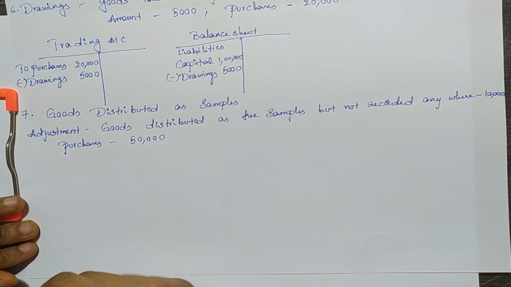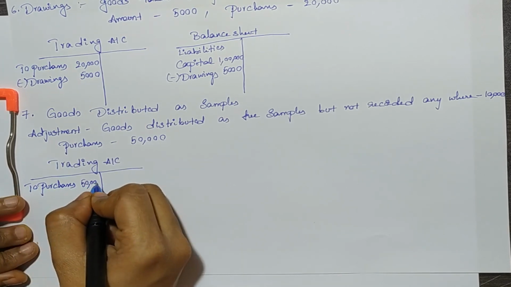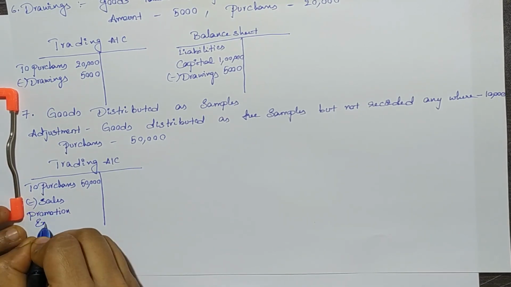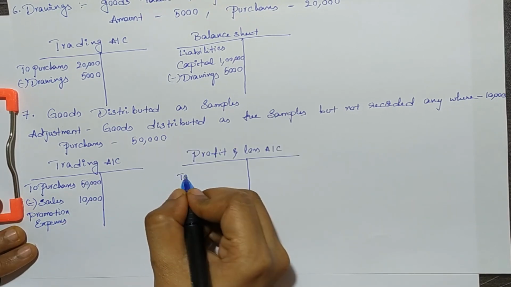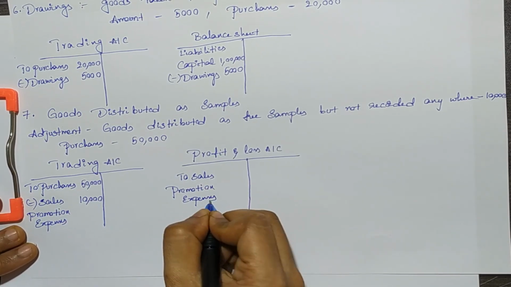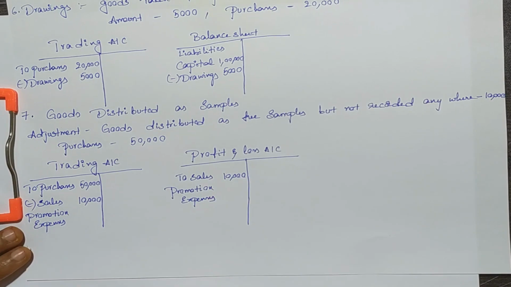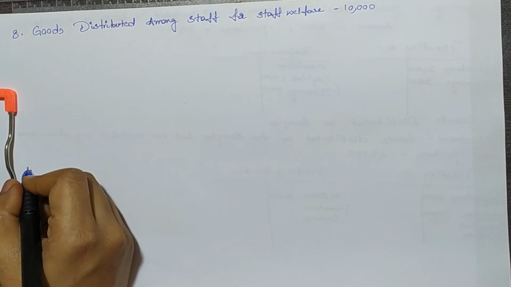Next adjustment is goods distributed as free samples but not recorded anywhere, 10,000. Goods distributed as free samples should be considered as sales promotion expenses. In this case, we will deduct the sales promotion expenses from purchases amount on the debit side of the trading account. And also, we will mention the sales promotion expenses on the debit side of the profit and loss account.